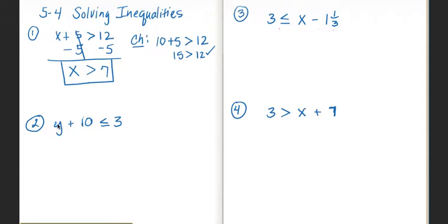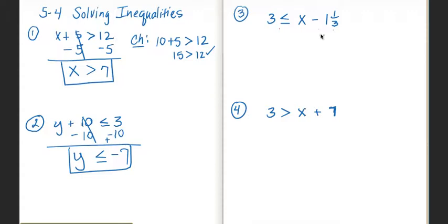On number 2, we want to isolate the y, so we'll subtract 10 from both sides. And we have y is less than or equal to. Now here, 3 minus 10, we change that to 3 plus a negative 10. So we'll get negative 7. And sometimes they're going to ask you to graph it and sometimes not. So just read the directions to see.